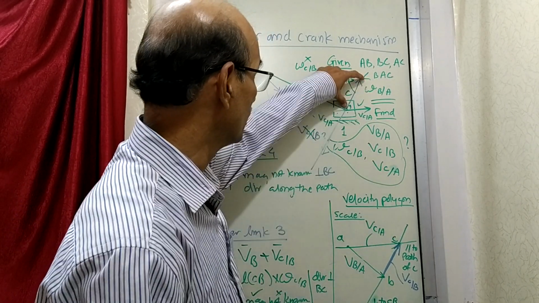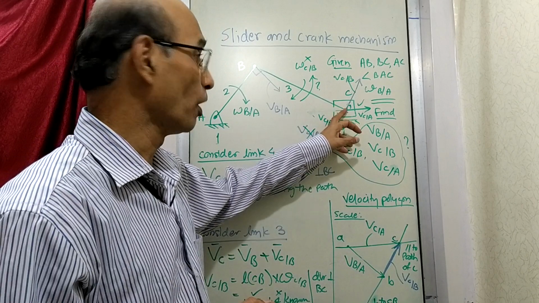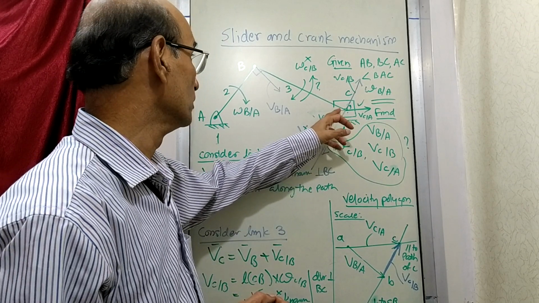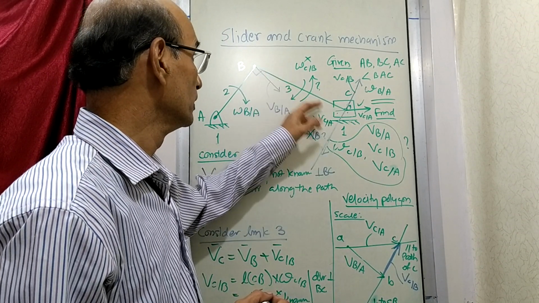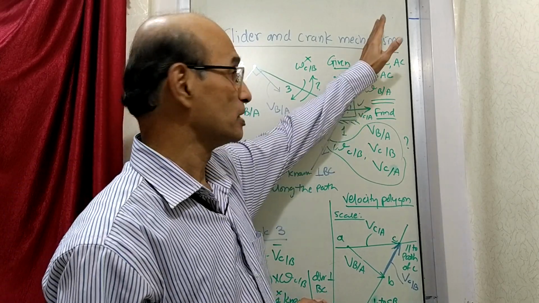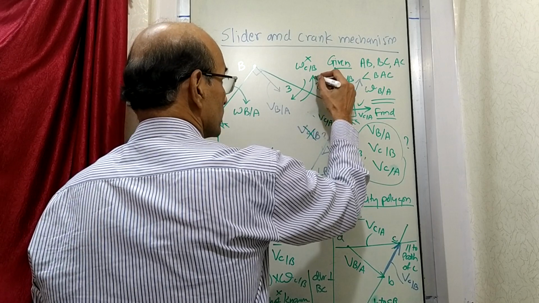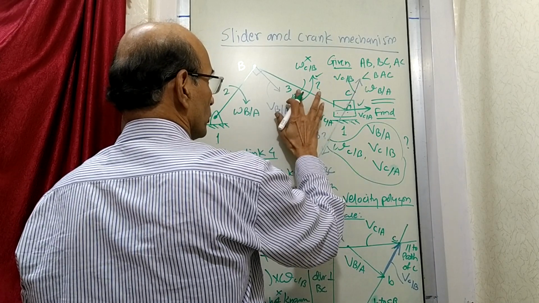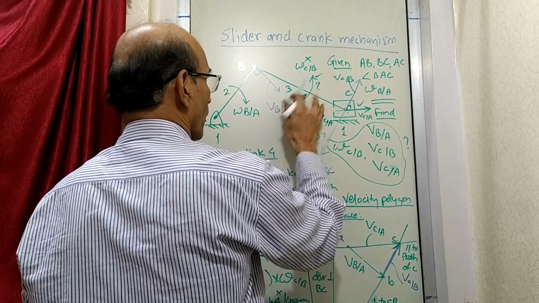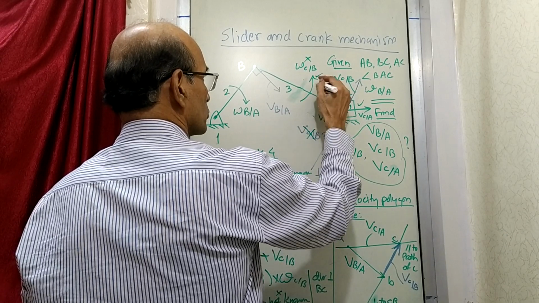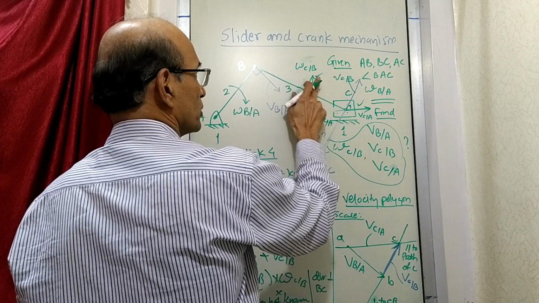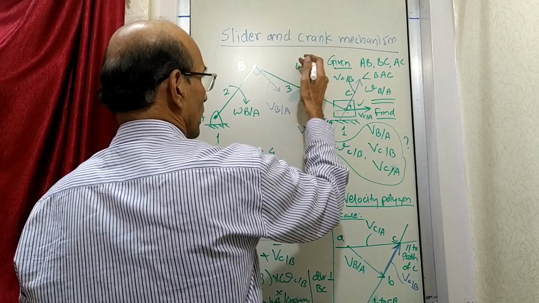So this vector has come here. That means this point C will be seen by a person standing at B moving in this direction. That means angular velocity will be this and not this. So we will remove this. And this is the correct one. So this is the angular velocity of C with respect to B in the anti-clockwise direction.